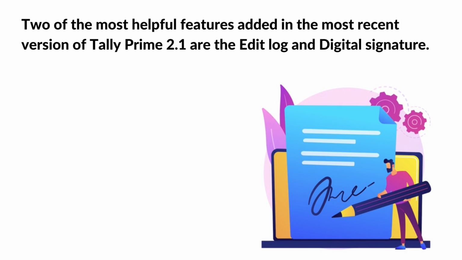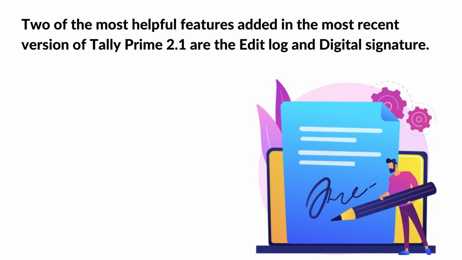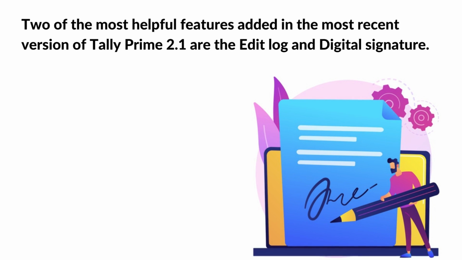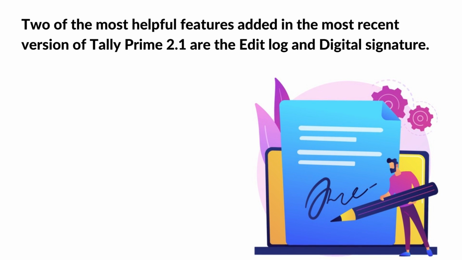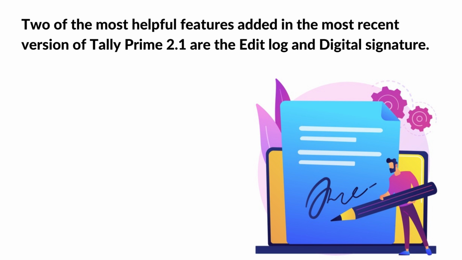Two of the most helpful features added in the most recent version of TallyPrime 2.1 are the edit log and digital signature. The most recent version of TallyPrime comes in two flavors, one with a required edit log and one with an enable-disable edit log option.